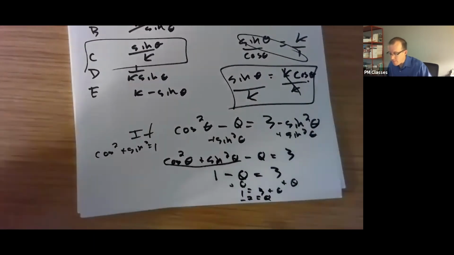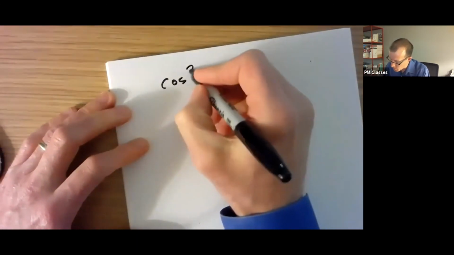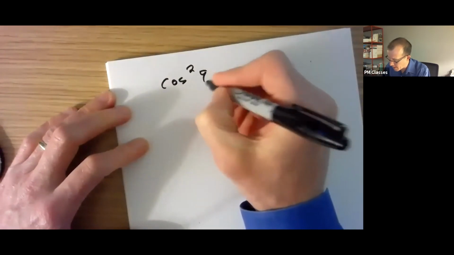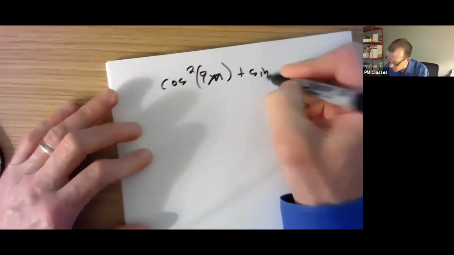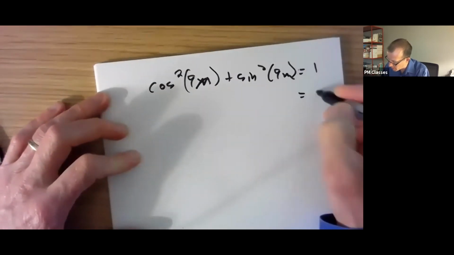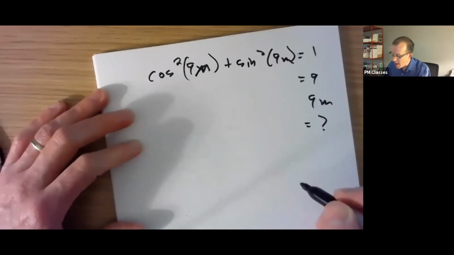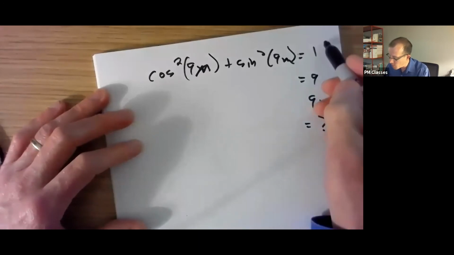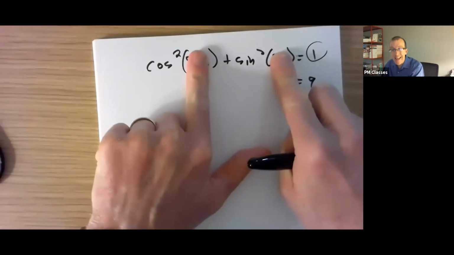Okay? A problem on either the SAT or ACT, I can't remember, was something like cosine squared of 9m plus sine squared of 9m. Does that equal 1? Does that equal 9? Does that equal 9m? Does that equal what the heck? I have no idea. And the short answer is it will equal 1 because this is the angle, and the angle can be bloody well anything.